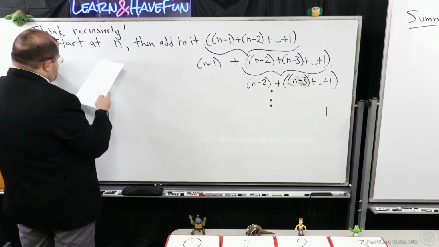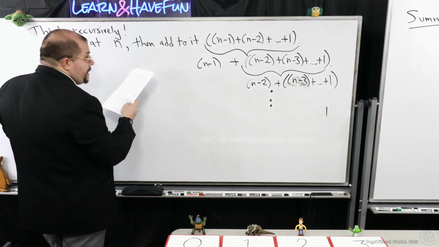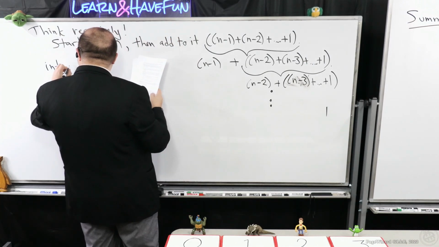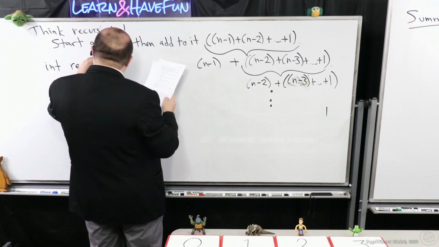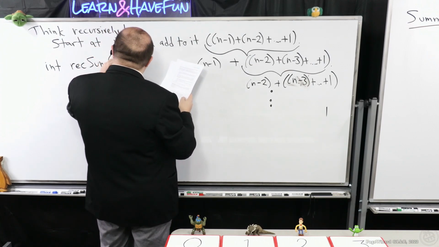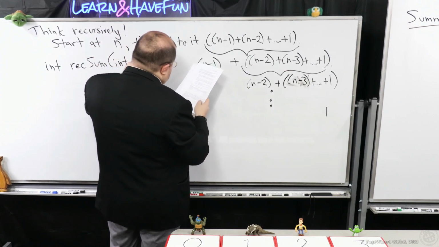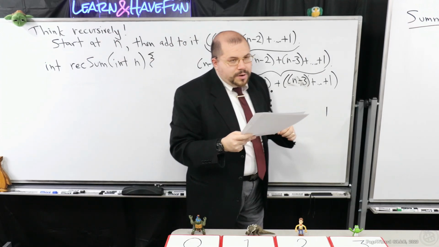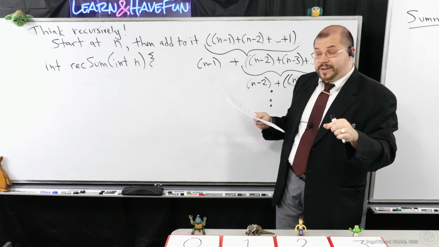So you can imagine I'm going to write it again in code, so you can actually see this as code. So you've got recSum, and you imagine I take in an integer n. I must stress that n is a positive integer.